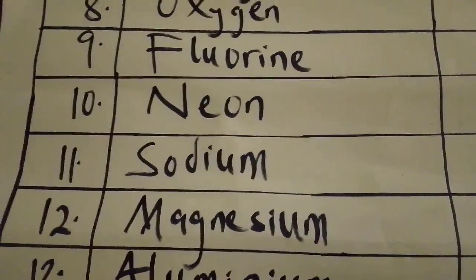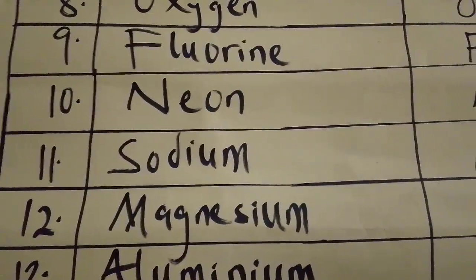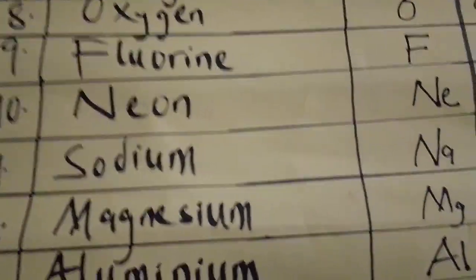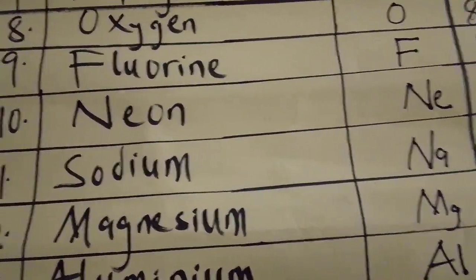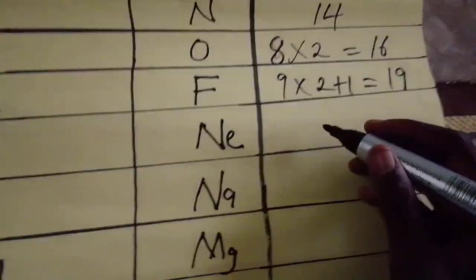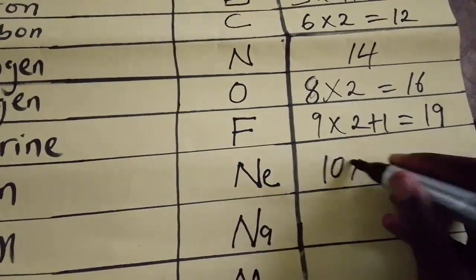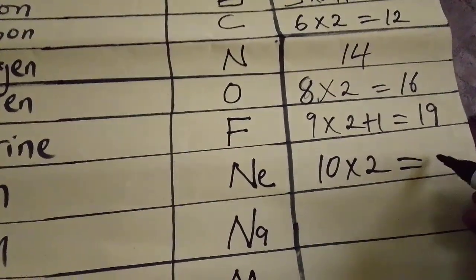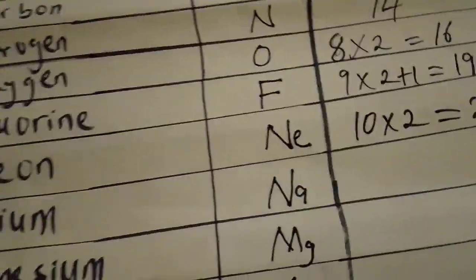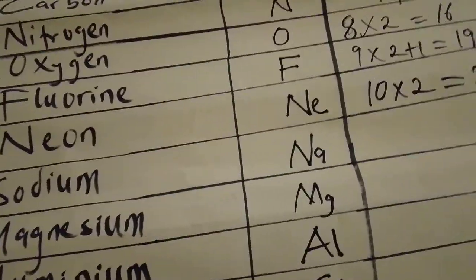Then neon, the atomic number of neon is 10. Then 10 is an even number, then we just multiply by 2 only. Now we say 10 times 2 is equal to 20. And the mass number of neon is now 20.